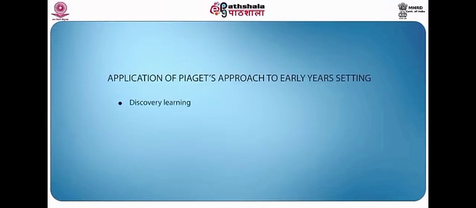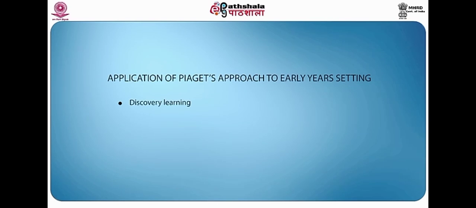The first one is discovery learning. Piaget believed that every child acquires knowledge by directly acting on the environment. So, the settings of the home or school environment should be in such a way that it provides wide opportunities for them to discover things for themselves by natural contact with the surroundings.